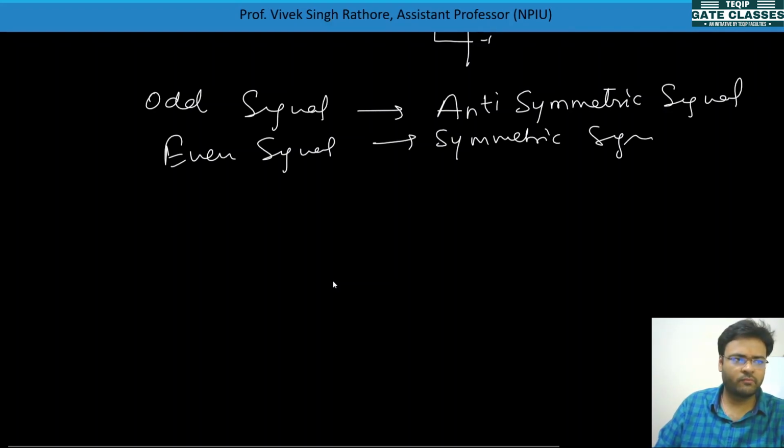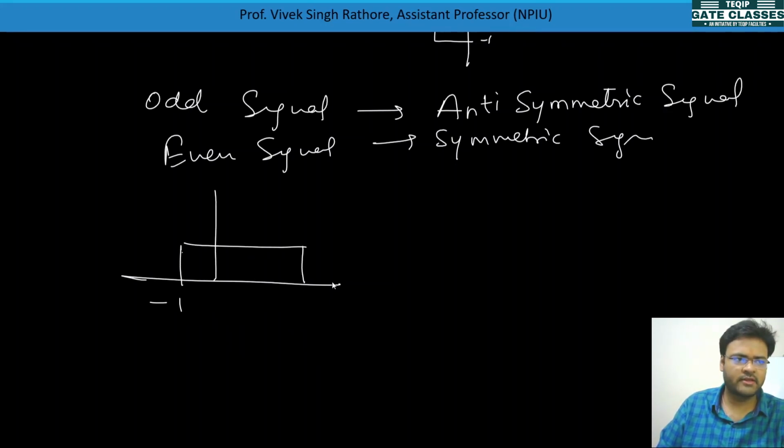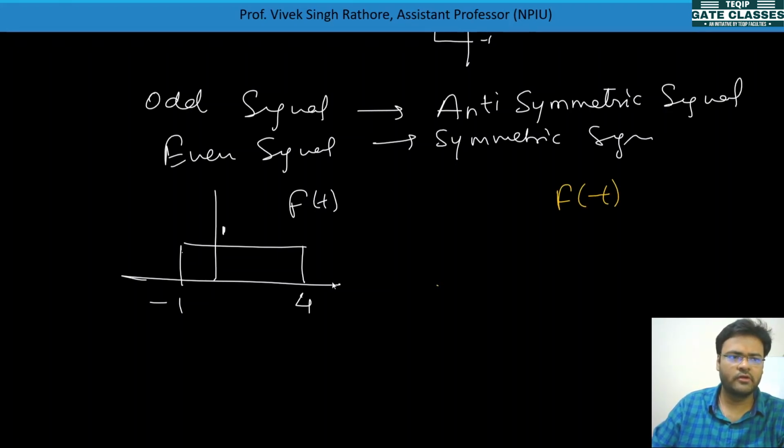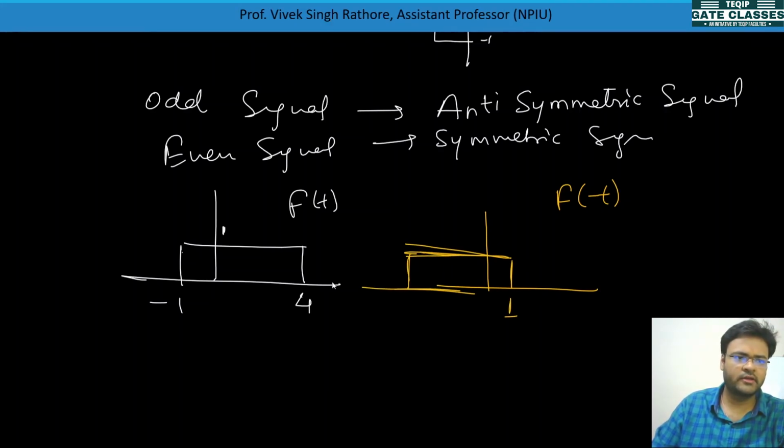And let's see one more example. We'll take it like this. Some value is there, -1 to 4, and the amplitude is 1. Now this is your f of t. Now you need to plot f of minus t. What we'll do is time reversal. So it will be here 1, and it will come to -4, and the amplitude will remain the same. But see, you cannot say both are equal. So let's plot minus f of minus t.